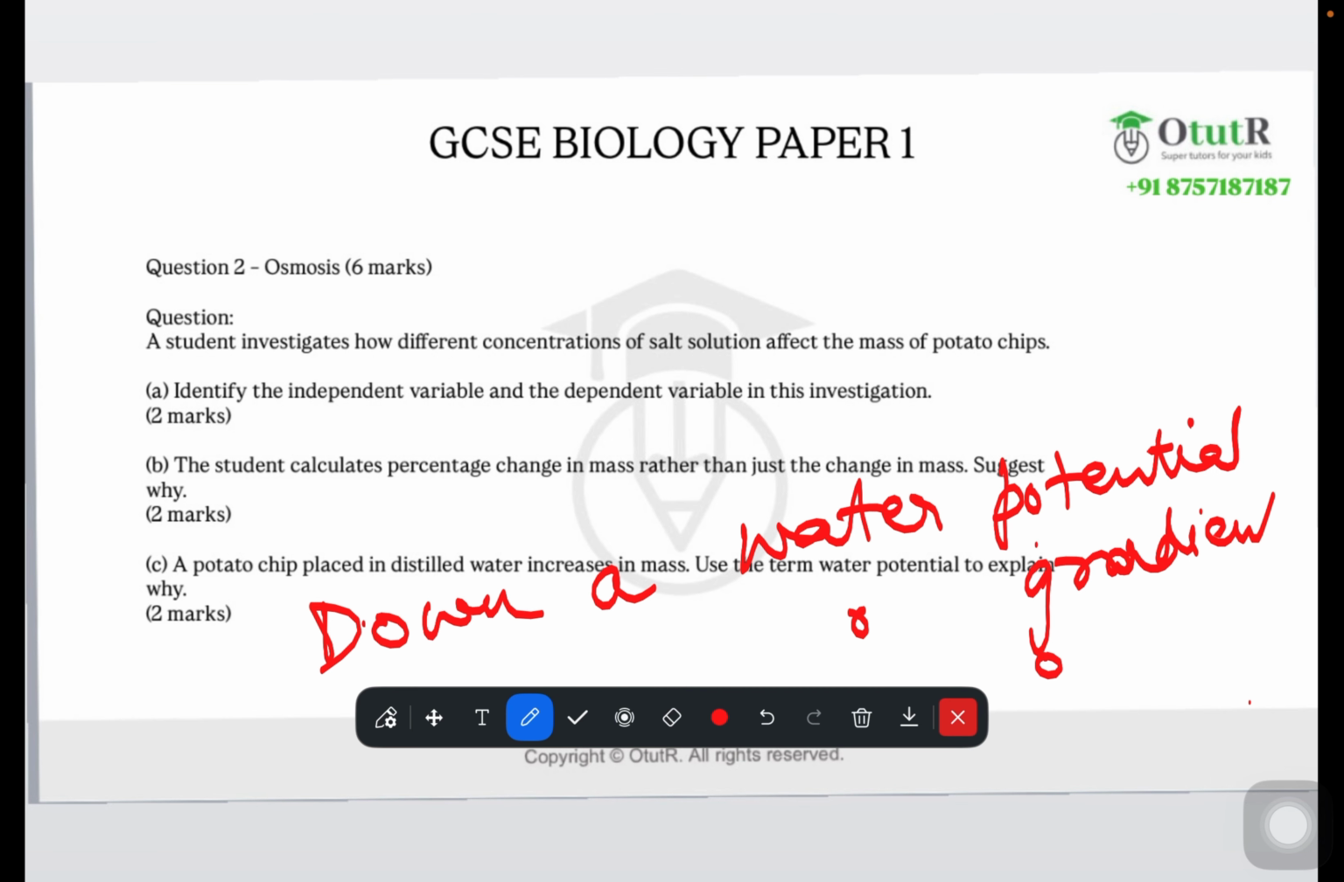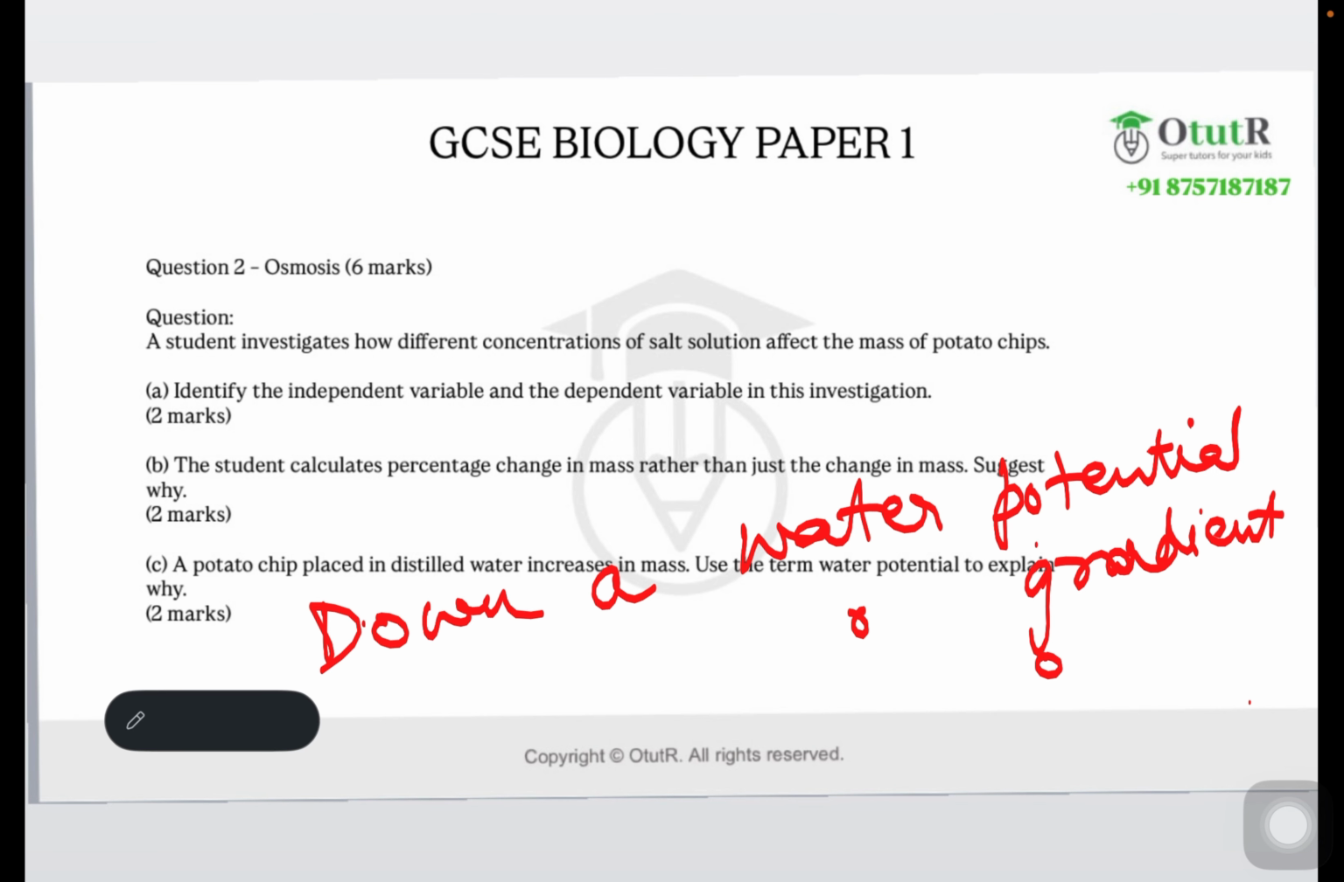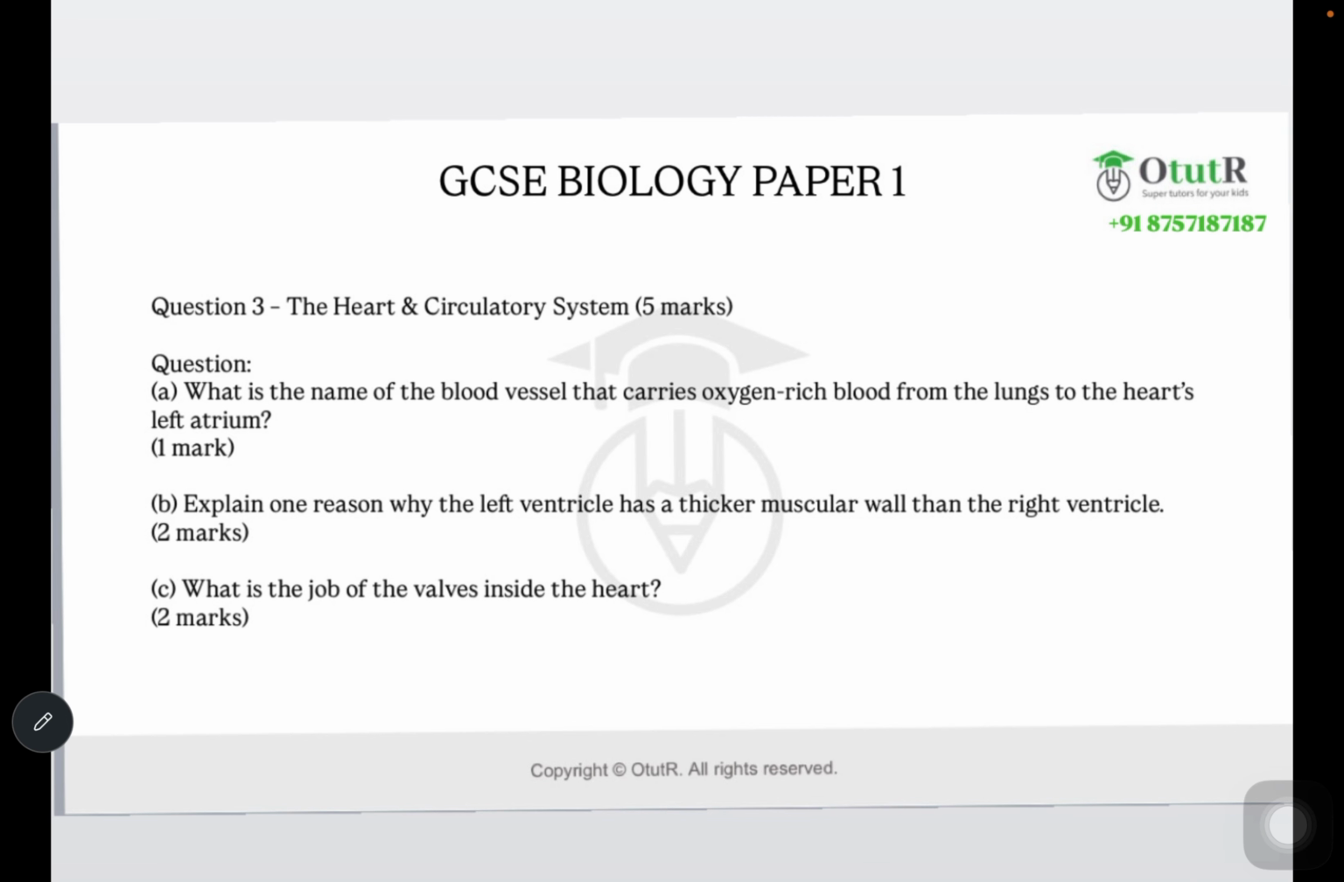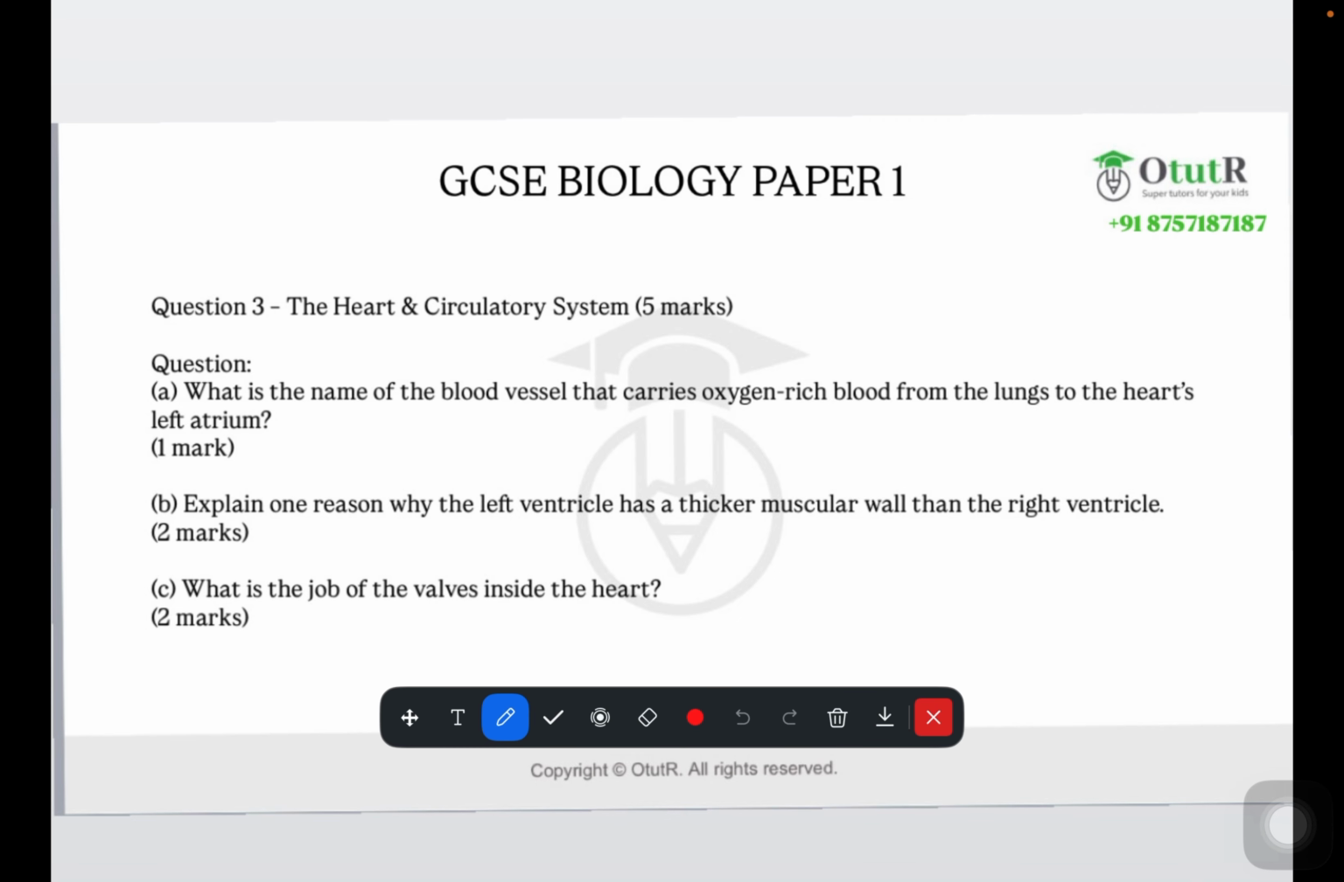Alright, let's move to the next question. So the third question is related with the heart and circulatory system. Question A. What is the name of blood vessels that carries oxygen-rich blood from the lungs to the heart's left atrium? It's a 1 mark question, direct question. So the answer for it is pulmonary vein. Remember always, pulmonary vein is the only vein that carries oxygen-rich blood because it's moving from the lungs to the heart, to the left atrium of the heart precisely.